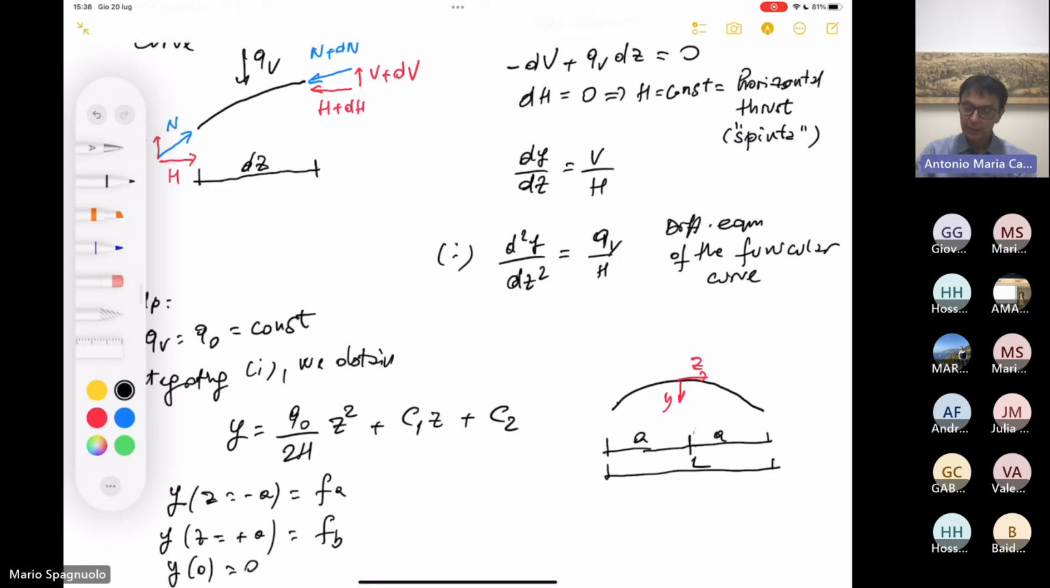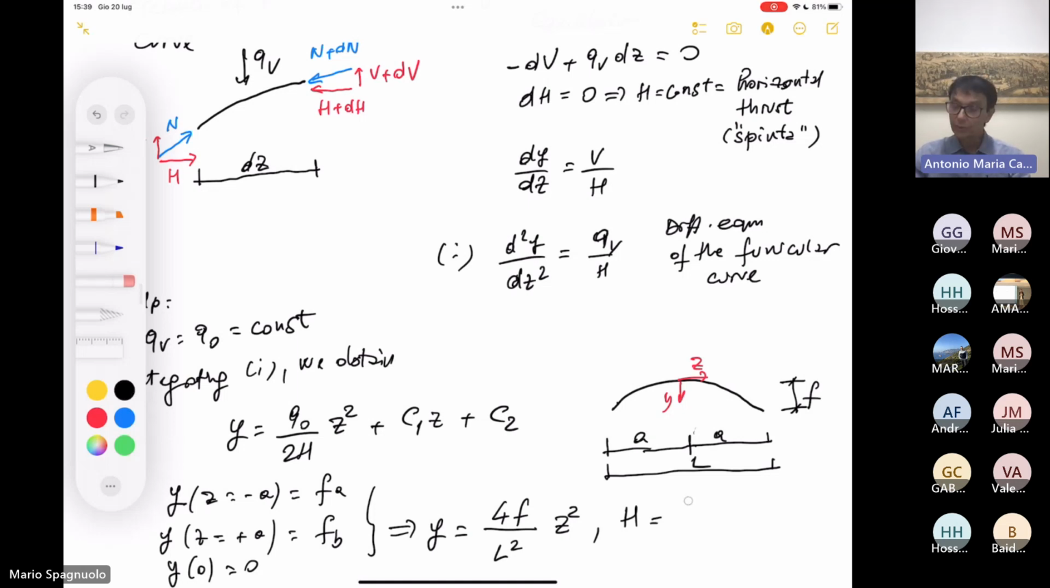With these conditions, we can obtain that the expression of the curve is 4f over L squared z squared, where f is the value at the vertex. We need three points, because we have c1, c2, and also H is a constant. And we obtain that H is equal to q0.